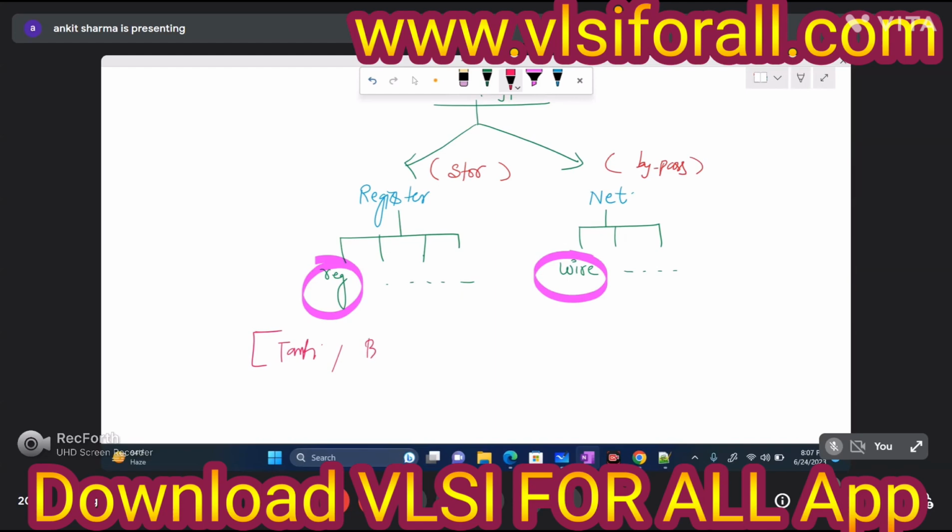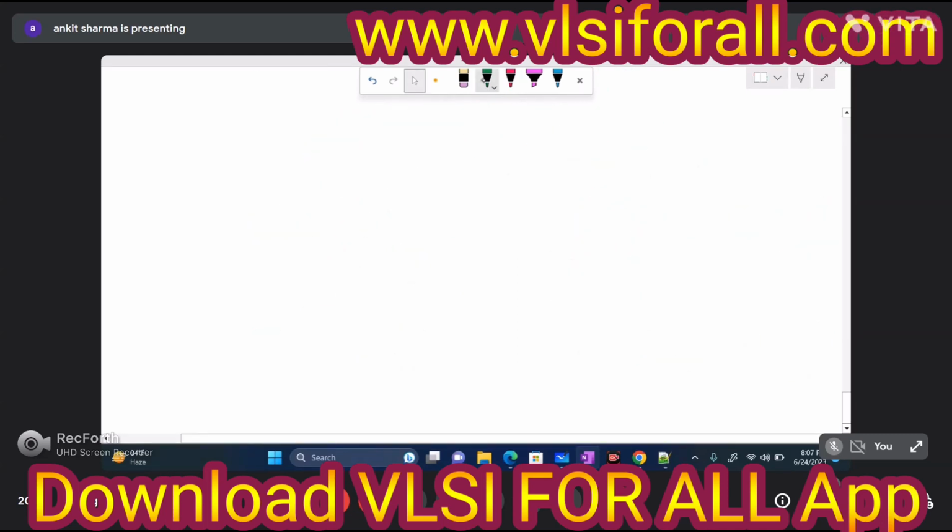So the reg is equivalent to a tank of a petrol pump, and it is equivalent to a battery. But what is a wire? Wire is equivalent to a pipe in a petrol pump and an electric wire in an electric circuit. Okay, so we have reg as well as wire.